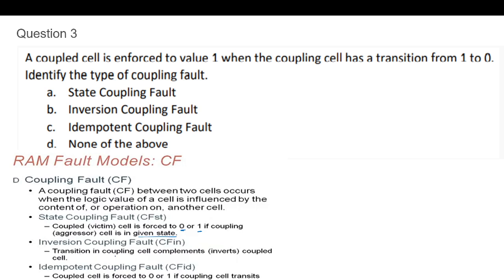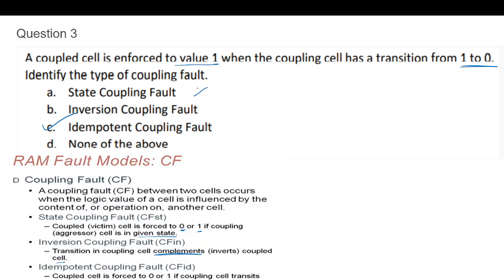What is transition coupling, inversion coupling? A transition in the coupling cell complements, or inverts, the content of the coupled cell. And what is the idempotent fault? The coupled cell is forced to be 0 or 1. So if the value given in the question is 1, the coupling cell transits from 1 to 0, whereas if the value is 0, the coupling cell transits from 0 to 1. So it's option C.